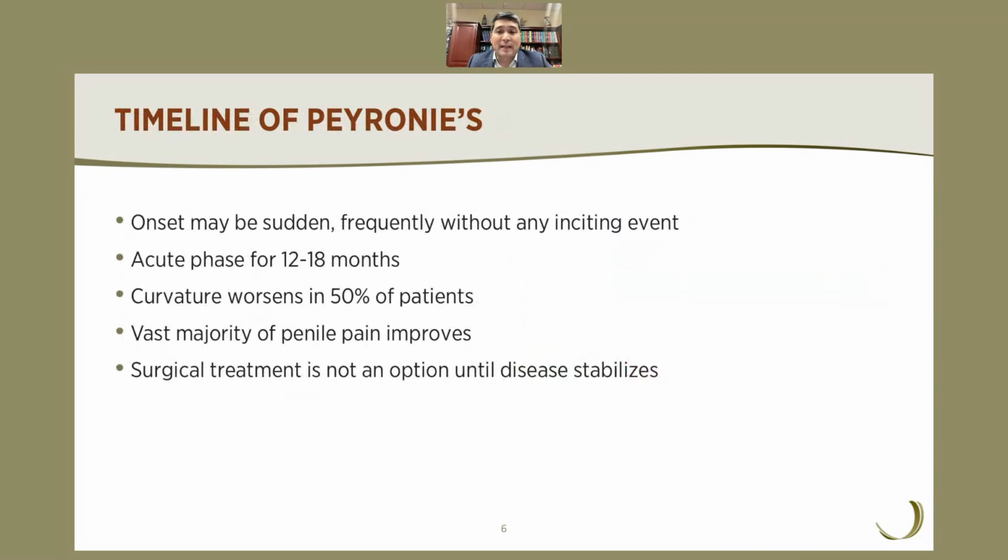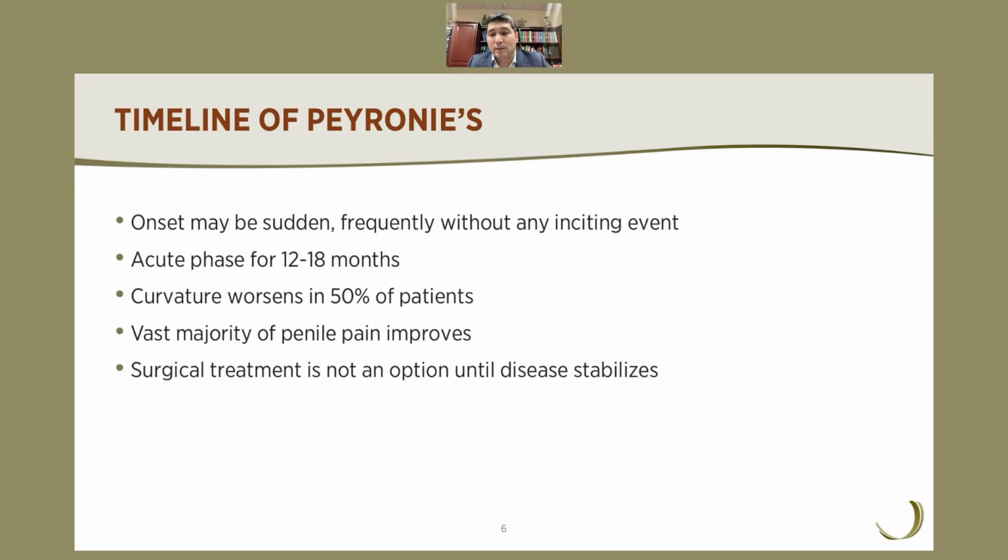In terms of the natural history of Peyronie's disease, onset can be sudden. Some patients describe just waking up one day with that curvature all of a sudden. And frequently, in about 70% of cases, there's no inciting event or obvious trauma. So it's repeated microtrauma events during normal sexual activities. And in about half of patients, the curvature does worsen over the acute or active phase, which is generally for the first year to year and a half.